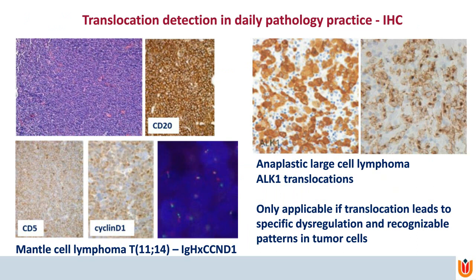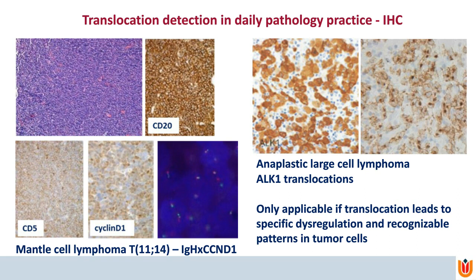How do we do that in daily practice then? Well, when a translocation leads to this specific overexpression at the protein level, the most simple way to demonstrate the translocation is indirect, by immunohistochemistry. And so as an example, on the left side of this slide, you see a mantle cell lymphoma, one of the many B-cell lymphomas that we have that is characterized by a 11-14 translocation, translocating the cyclin D1 gene to immunoglobulin heavy chain gene, leading to overexpression of cyclin D1.